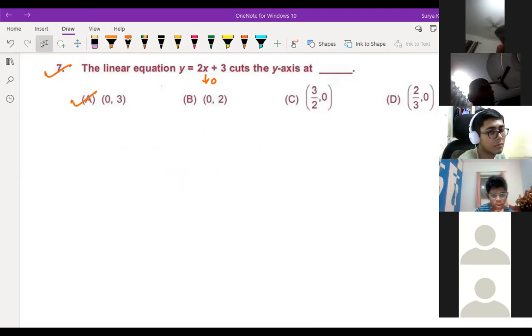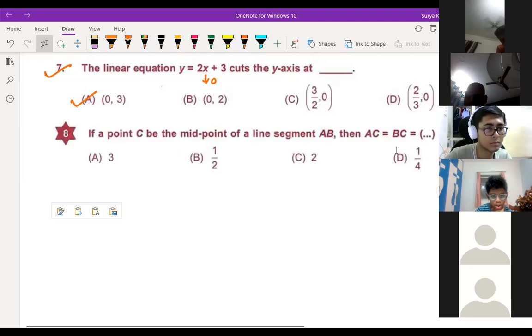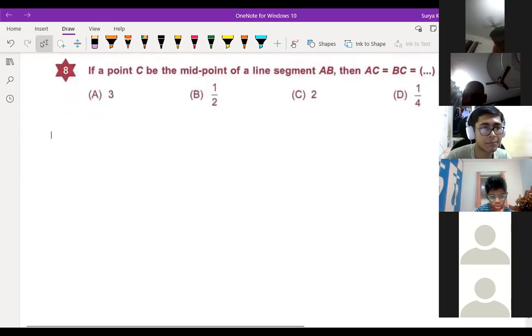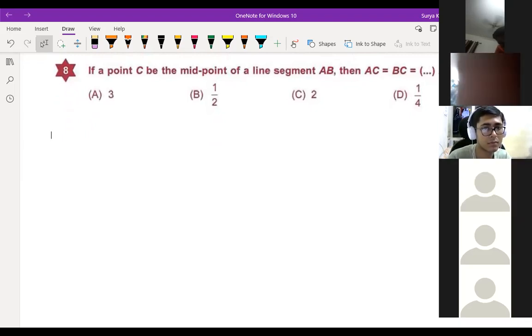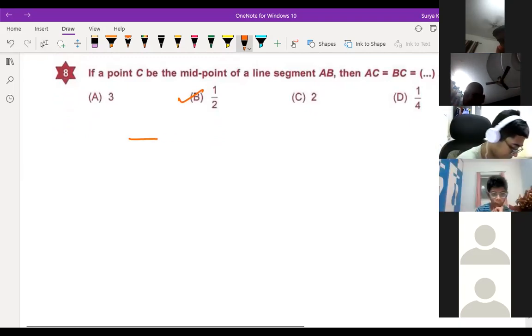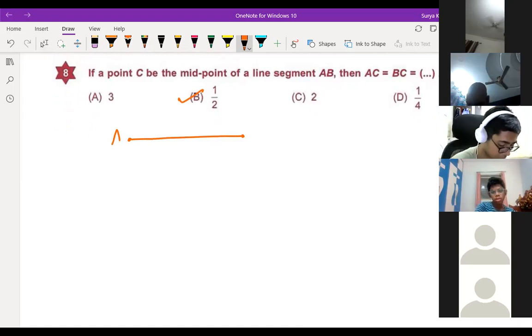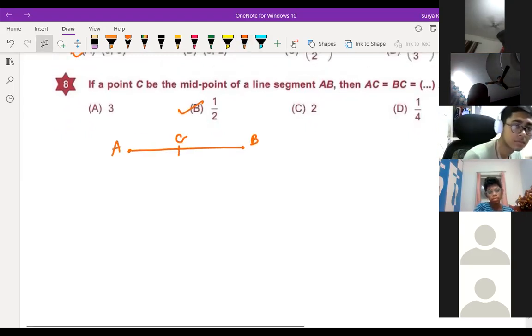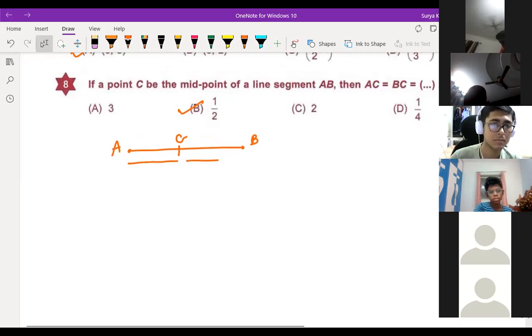Next question is question number 8. If a point C be the midpoint of line segment AB, then AC is equal to BC is equal to dash of AB. Half of AB. So one half of AB. C is exactly the midpoint of A and B. So AC is equal to BC is equal to half of AB. Half of AB gives you AC or BC.